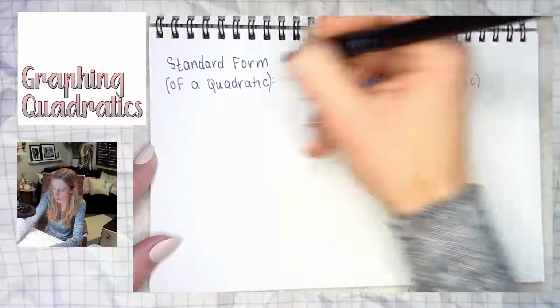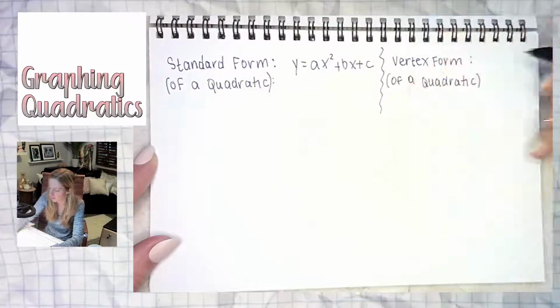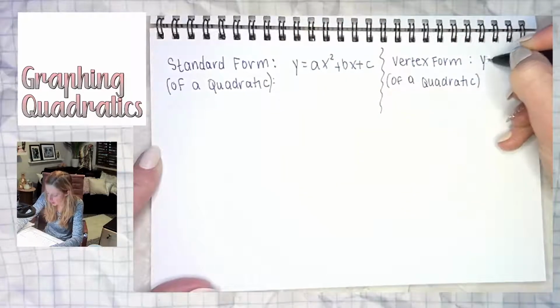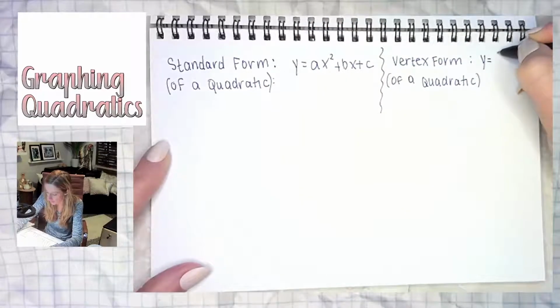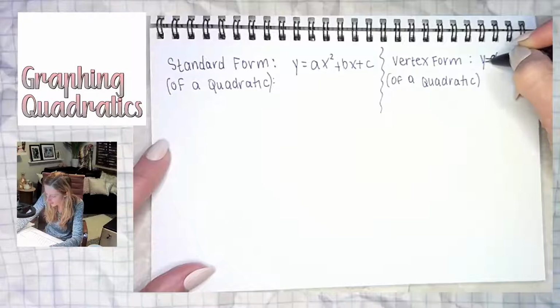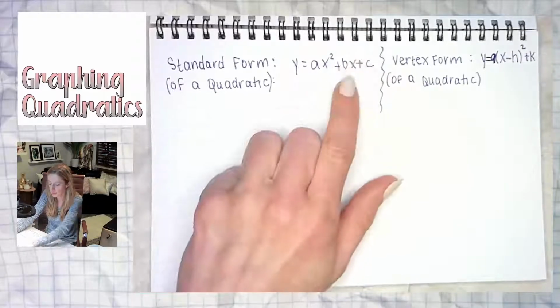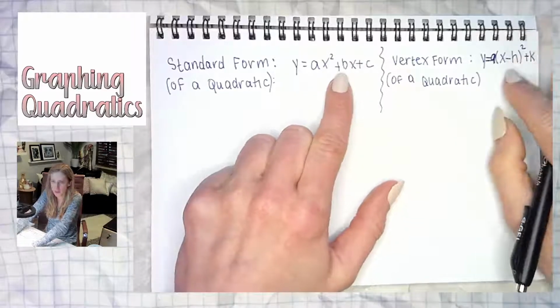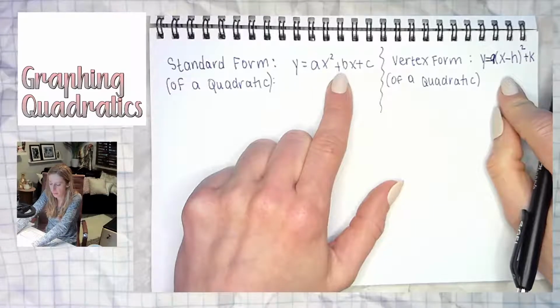So vertex form and standard form, they are both going to have x squared in them. This one will look like a(x − h)² + k, and I really should have put an a out in front right there, okay? So make sure you get that down. This one is standard form, and this one is vertex form.